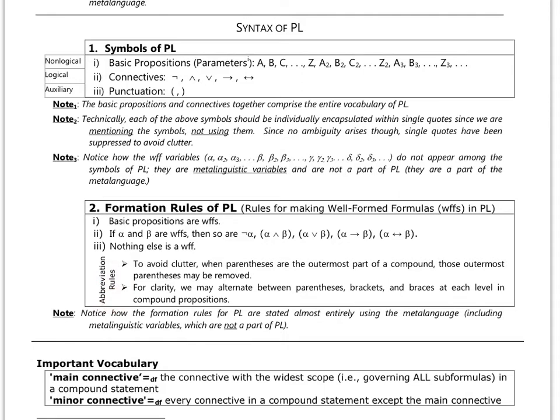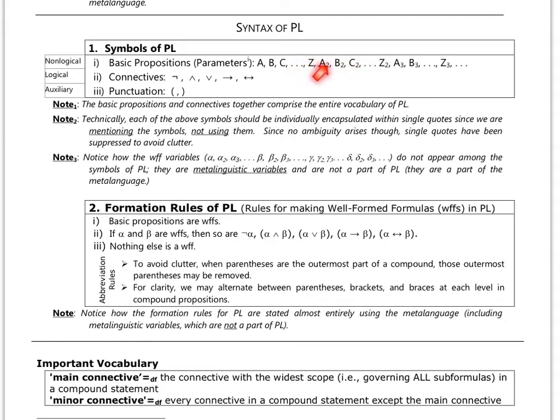So this is perhaps the most important part of today's video lecture, the syntax of PL. What we're going to want to get a sense of is what counts as a well-formed formula of PL and what doesn't. We'll start up here with the non-logical components of PL. Those are just the basic propositions. A, B, C through Z, and subscripts A2, B2, C2.